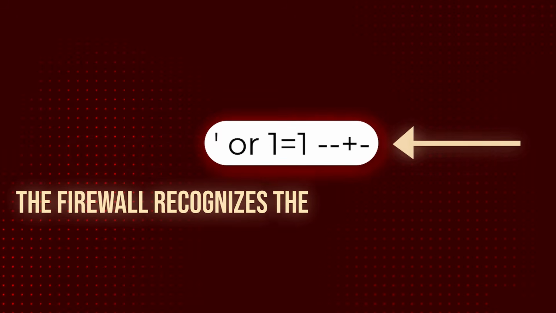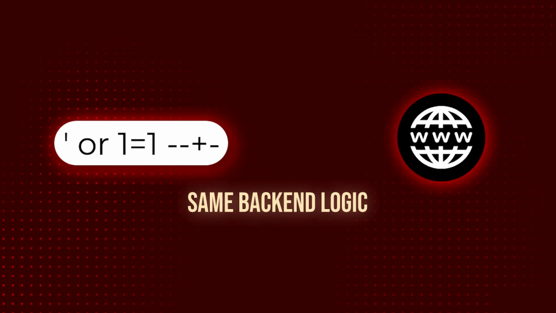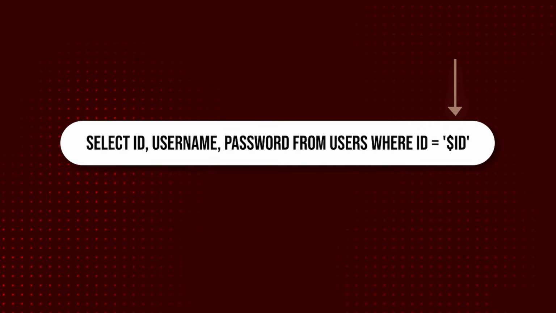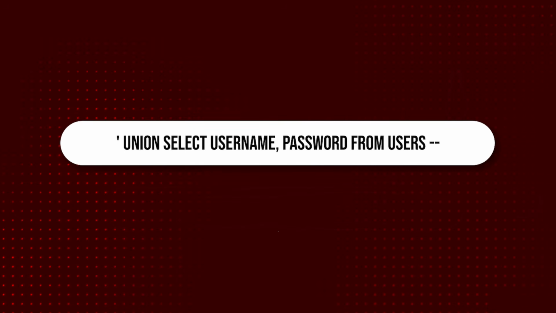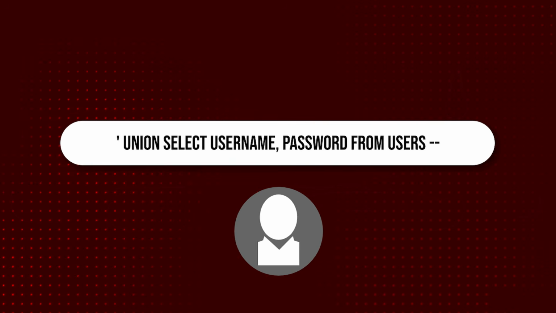Let's say I send a basic SQL injection payload. The firewall recognizes the pattern and blocks it. Same vulnerability still exists, same backend logic, only the request was stopped early. So imagine the backend query looks like this, and I control the id parameter. I try the most basic payload, and immediately, 403 forbidden. Most people stop here, but the vulnerability still exists, only the pattern was blocked.